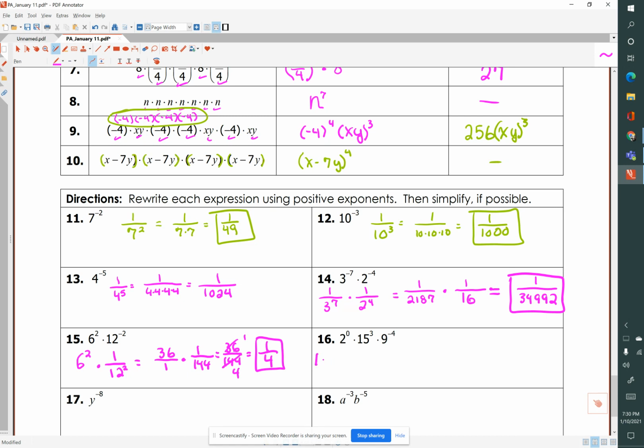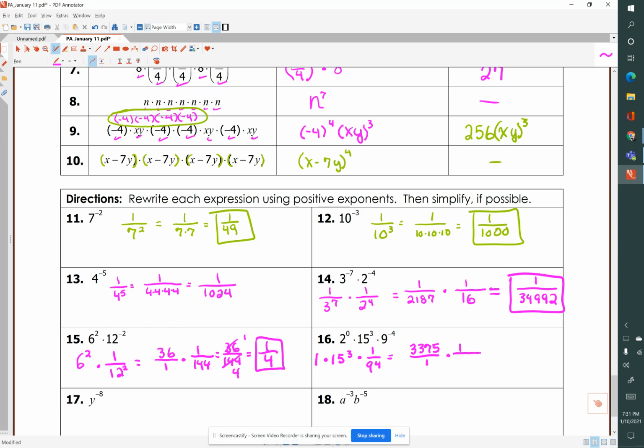So 2 to the 0 equals 1 times 15 to the third power times 9 to the negative fourth, which we will rewrite as 1 over 9 to the fourth. And 1 times 15 to the third, well, 15 to the third is 3,375. And that times 1 is 3,375. We can just put that over 1 so we can show our multiplication of fractions.